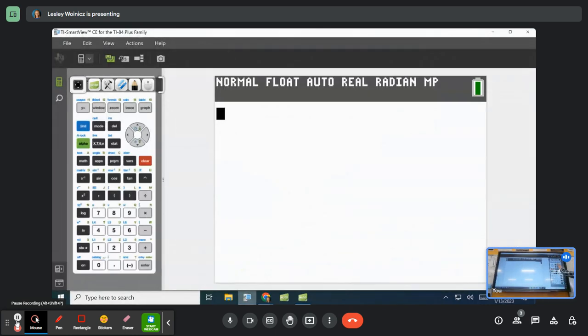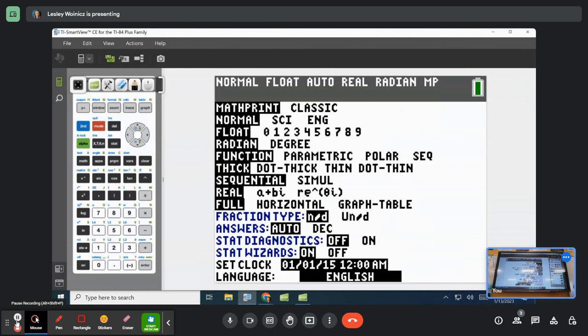Okay, we go to mode, arrow down, arrow over to degree, and hit enter. Make sure that you're on degrees and not radians. If you don't have a calculator, get one. There's calculators floating around.